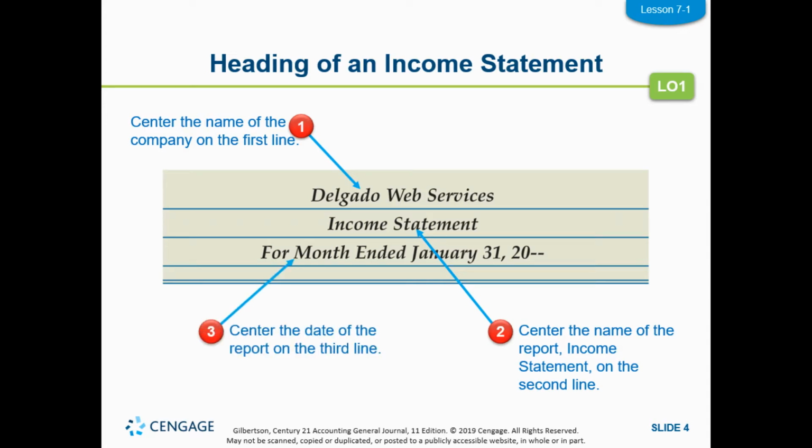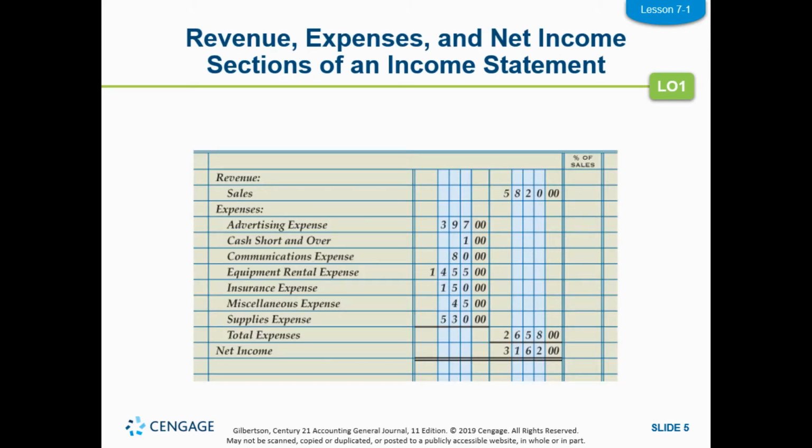Center the date of the report on the third line. Notice that everything is centered. We're talking about perfect formatting. Again, an electronic income statement will have this automated. All right. And here we come with revenues, expenses, and net income sections of an income statement.